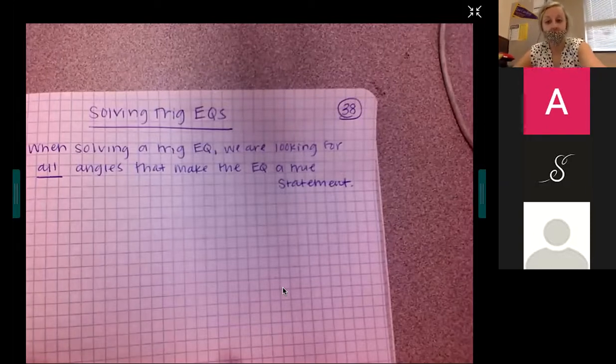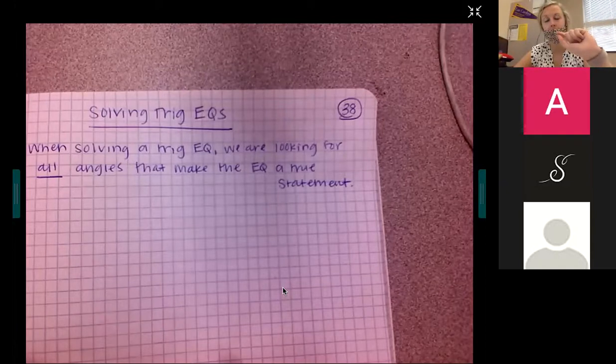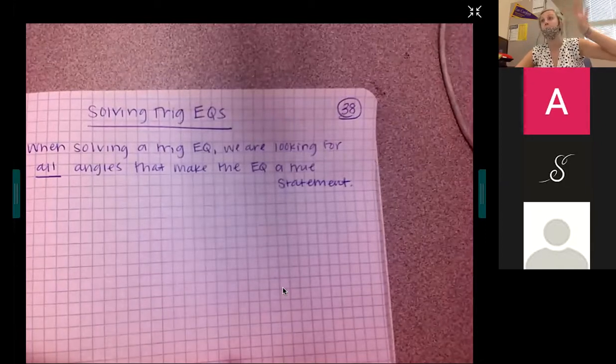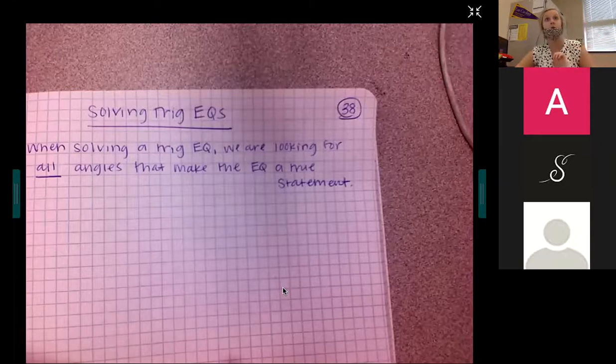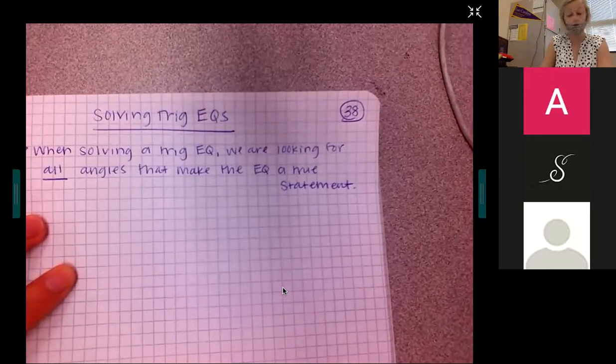What's different about these though, you are doing inverse trig. Let me reword it. But it's not just the angle between negative pi over 2 and pi over 2. I want every single angle that could possibly work on the unit circle that would make this a true statement. I want all of the angles. Okay, so there's 2 ways you could write your answers.